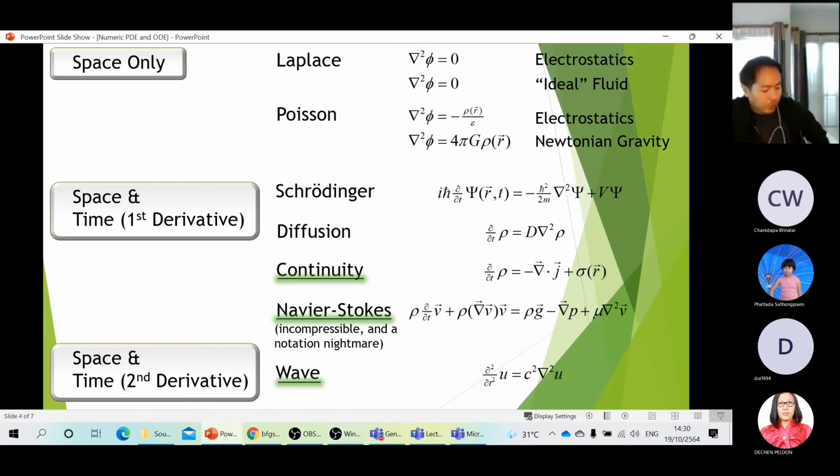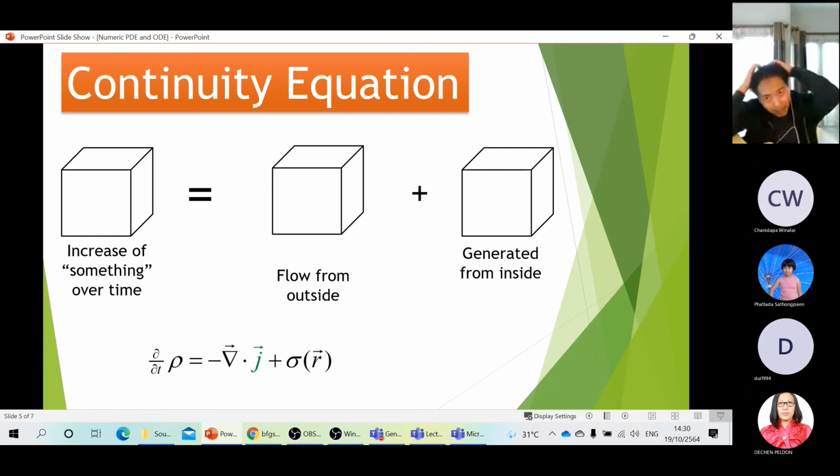Now let me switch my movement a little bit. So let me prepare for the next PDE. Now, we should try to understand beyond the mathematics the actual meaning of this equation, namely the continuity equation. What do they mean? Okay, now we have three terms in this equation: the left-hand side and the right-hand side.